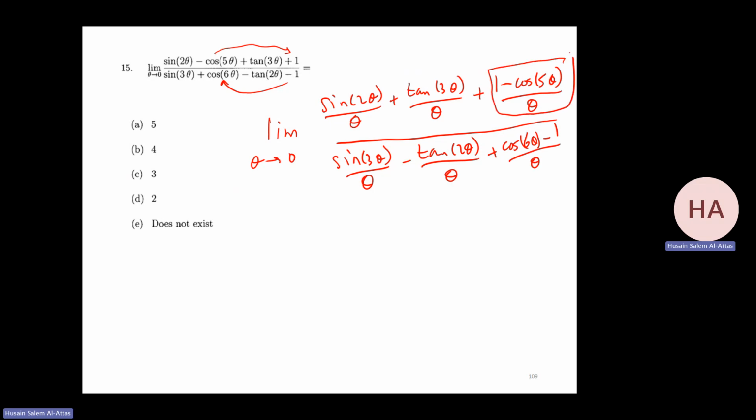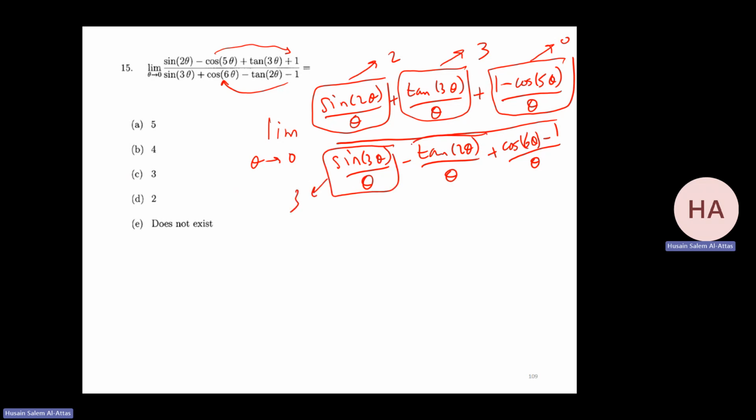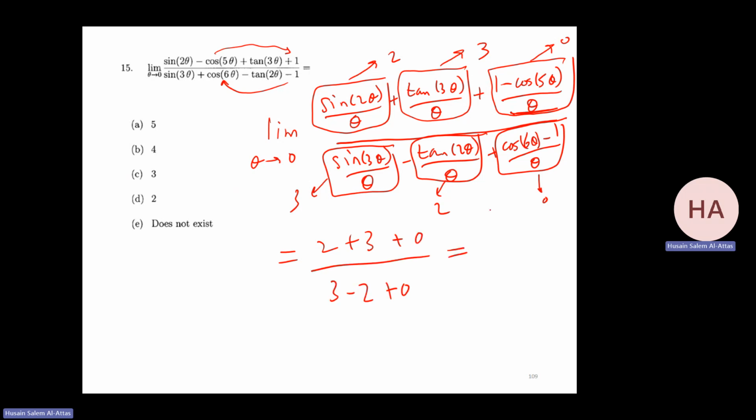This difference, what will happen to it? It will go to 0. And this goes to 3. This goes to 2. This one goes to 3. This one goes to 2. And this one goes to 0. Also, you can see it better if you let t equal 5 theta. So I'm talking about this one. So they have 2 plus 3 plus 0 over 3 minus 2 plus 0 plus 0 minus 0 will not make a difference. That will be 5.